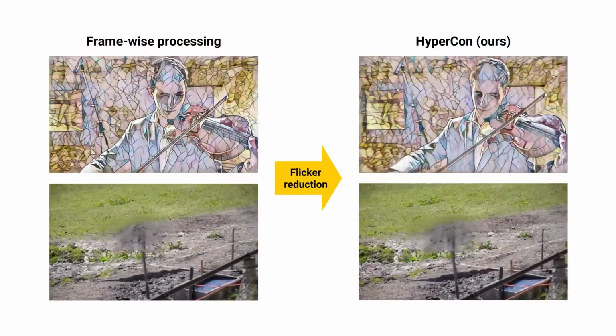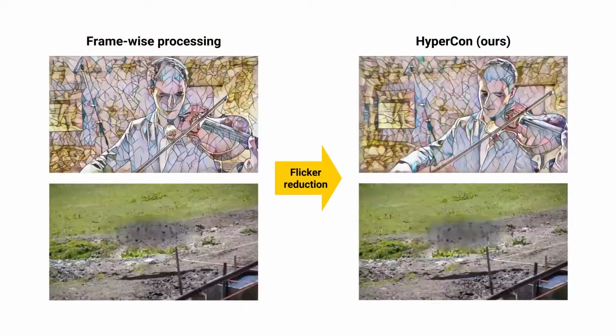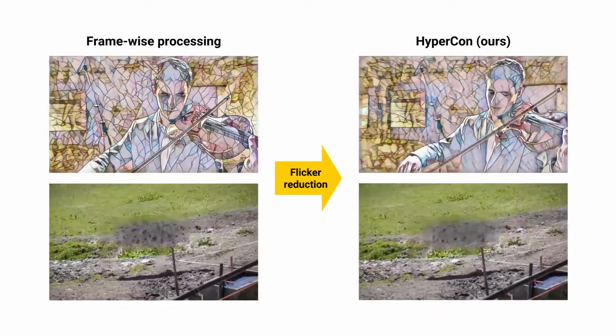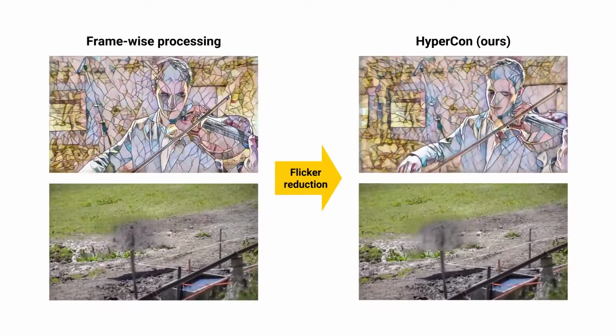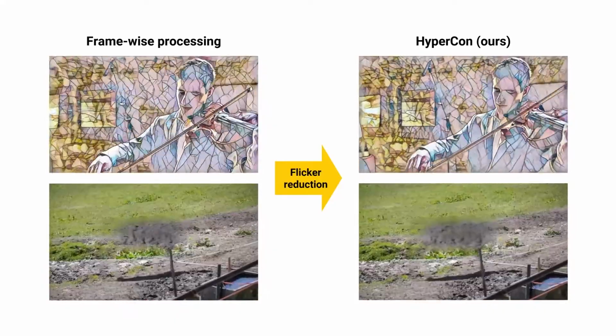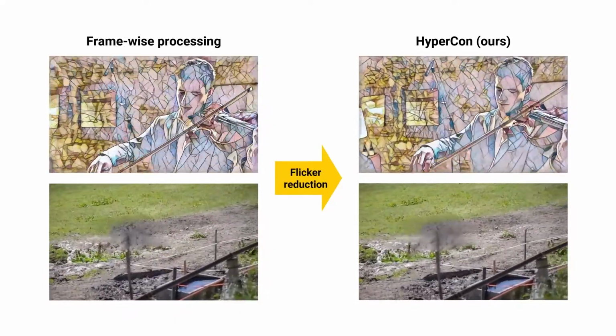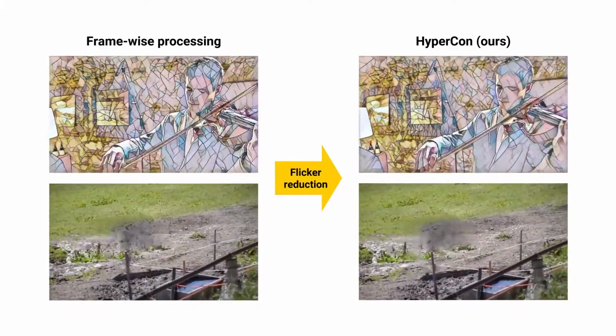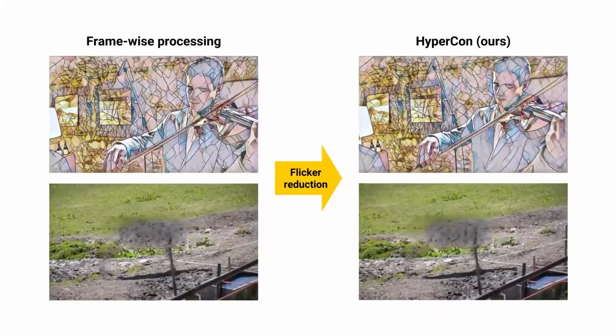In this work, we propose a method called Hyperconsistency, or HyperCon for short, that applies image-to-image translation models to videos in a temporally consistent way. Our goal here is to generate a video that captures the intended effect of the image model while minimizing the flickering artifacts that typically appear when the image model is applied independently per frame.